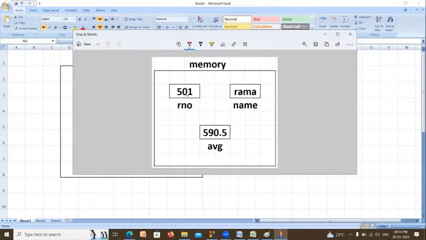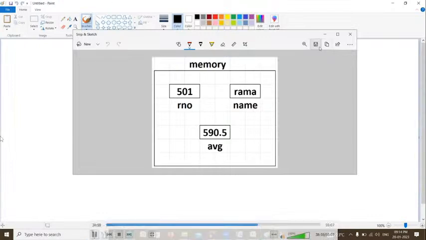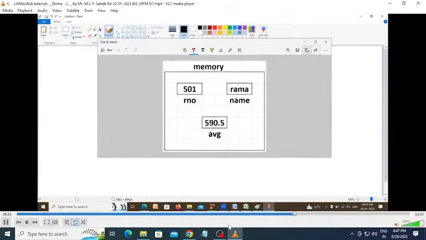Yes, your roll number means your data. Rama is the name of the student. It is the Rama average marks. To store the data, you have to create the variables. So these are the variables. So three are the variables: roll number, name, and average. A variable can store only one value, no? You have three values. One is roll number, second is name, third is average. So you need to create three variables. Okay. Okay, sir.